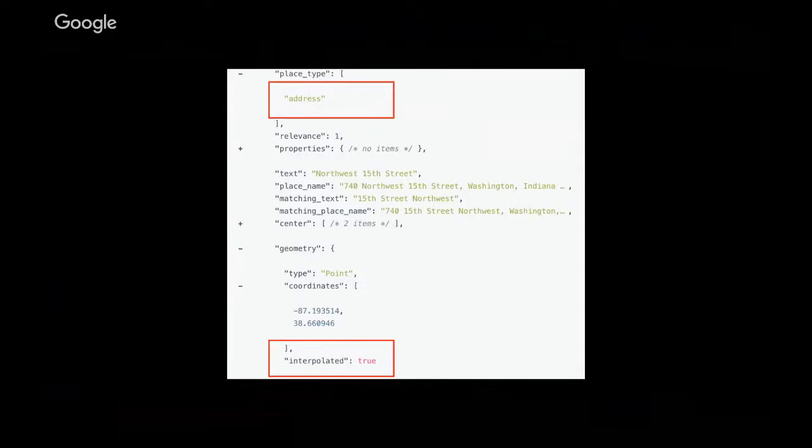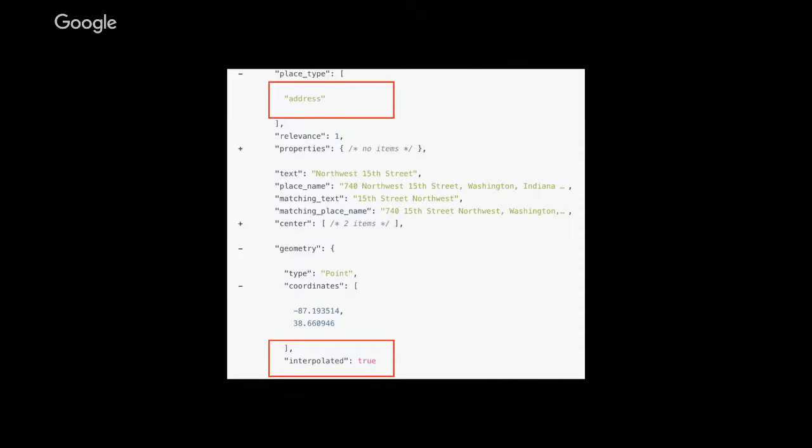This is an example of an API response to an address. In this case, this is a response for a place named 740 Northwest 15th Street, Washington, Indiana. If you have a place type of address, you can look for an element called interpolated true. And interpolated true means that we are making a guess.